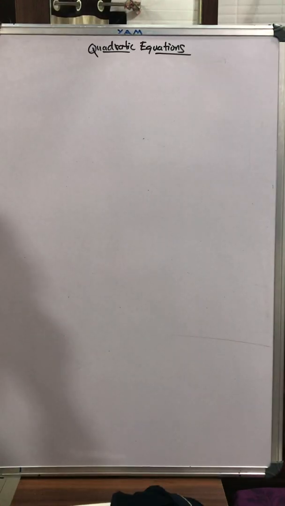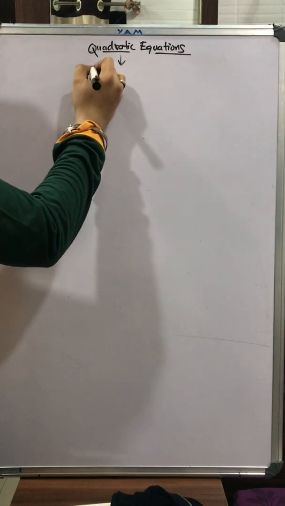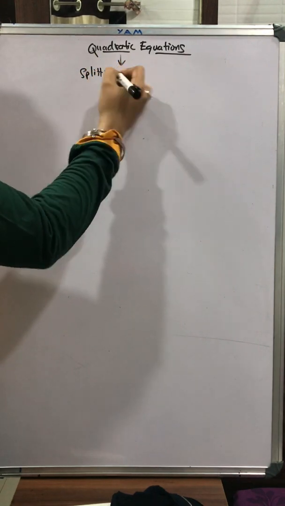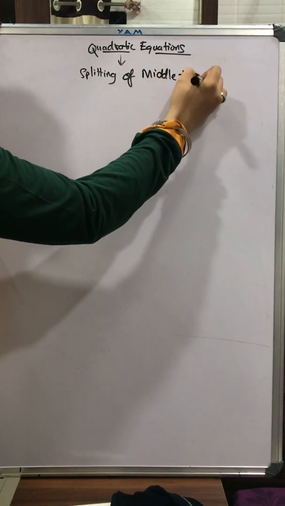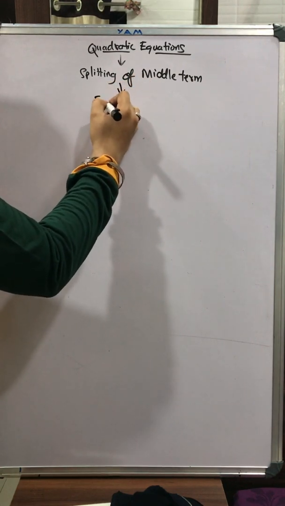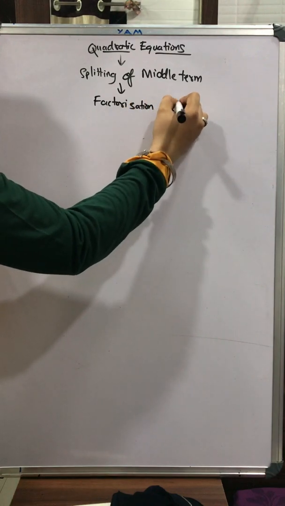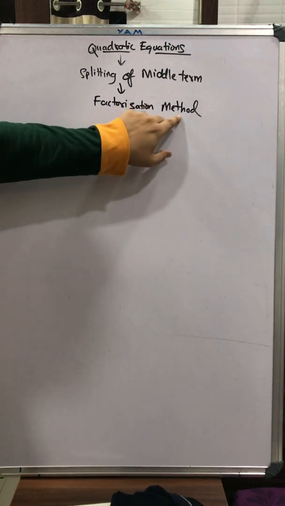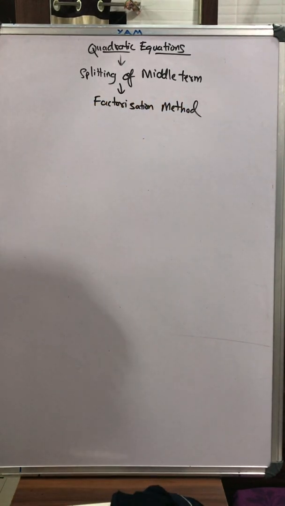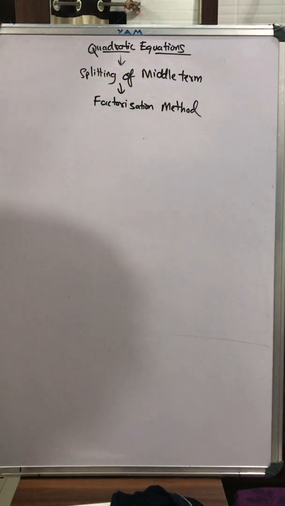Okay. Now quadratic equations can be solved by various methods. The method we are discussing today is called splitting of middle term, also generally called the factorization method. Generally in the textbook you will come across the name factorization method, but the main concept of this method lies in this name, splitting of middle term.